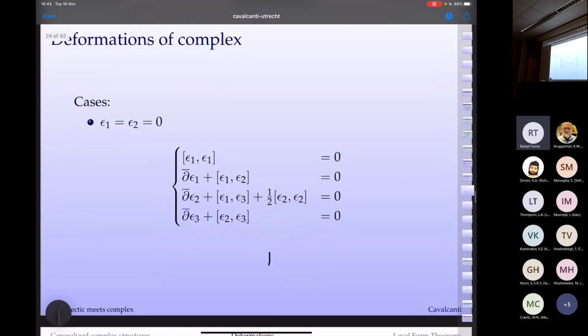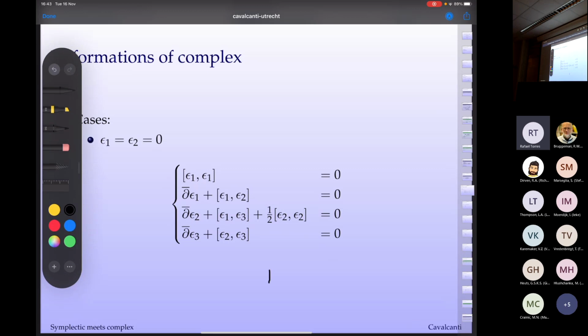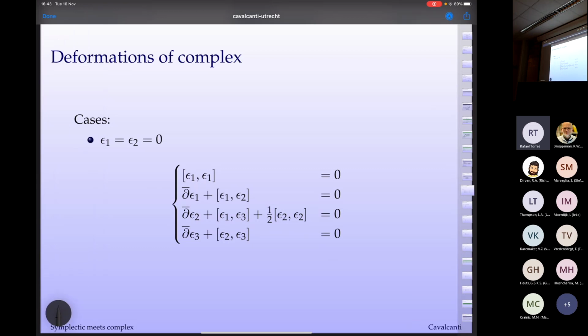So for example, what if epsilon 1 and epsilon 2 are both 0? Then you see here that this first term is going to disappear. The second term has epsilon 1 in both of it, disappears. The third one has epsilon 2, so this one disappears. So you're just left with this condition here.